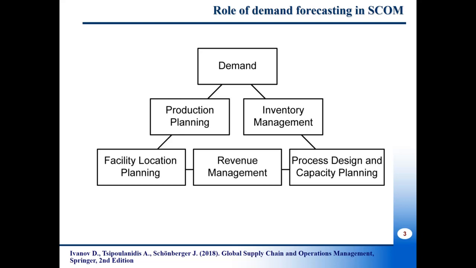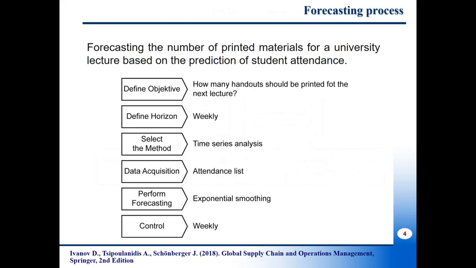The forecast process consists of 6 steps. Define objectives, determine the time horizon, select the method of forecasting, gather data, perform the forecasting, and validate and control the result. In our example on this slide, we want to forecast the number of handouts that should be printed for the next lecture. The next step is to define the horizon.